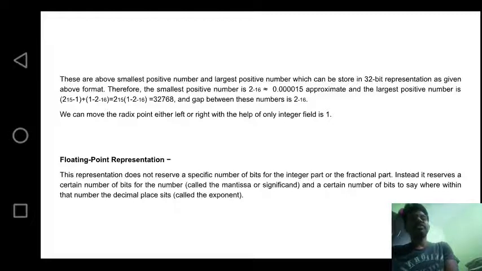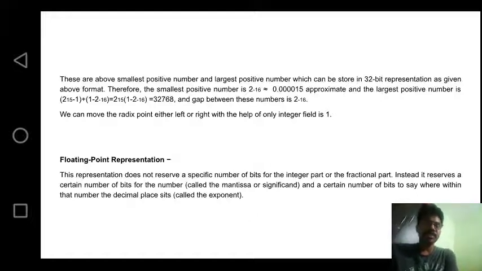32,768, and the gap between these numbers is 2 power minus 16. You can move the radix point either left or right with the help of only integer field is 1. So fixed point representation doesn't reserve the specific number of bits for integer part and fractional part. Instead, it reserves a certain number of bits for the number called mantissa or significant, and a certain number of bits to say where within the number the decimal place sits, called exponent.